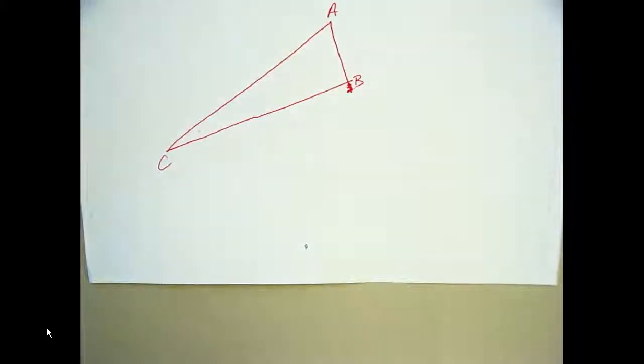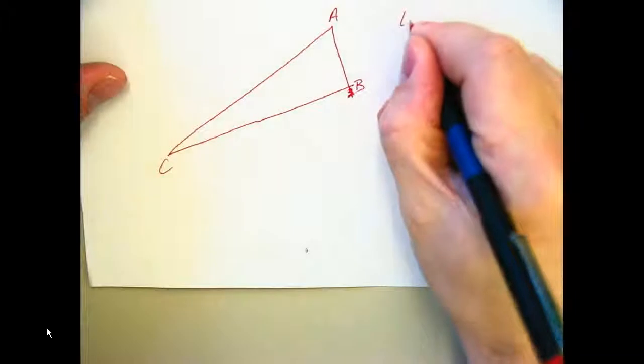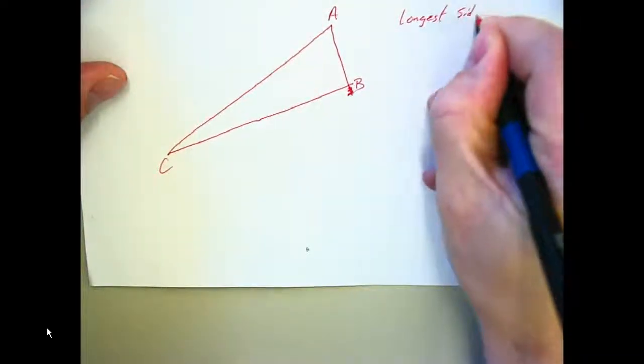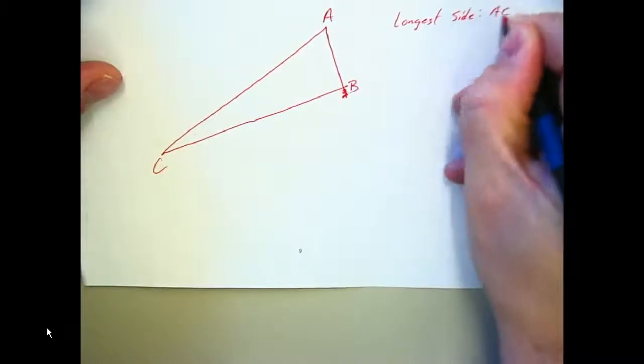Okay, it is not a right triangle, so no hypotenuse in this triangle. What is the longest side? Okay, longest is A. Longest side, everyone agree, is AC?